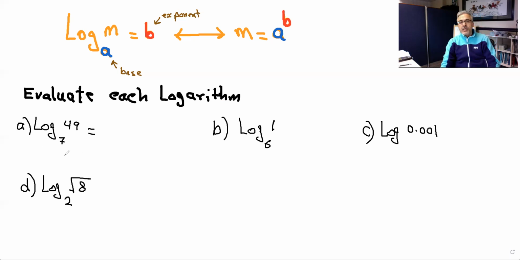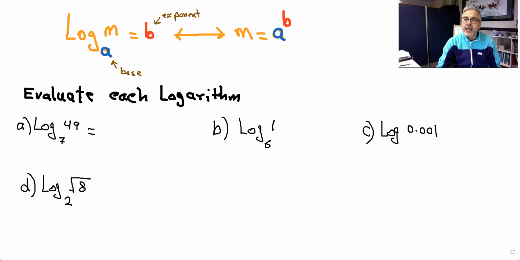So you have to ask yourself, what's this asking me exactly? I know this is the base. It's to the power of something equals 49. That's what it means. 7 to the power of something equals 49. So that's what you need to find out. 7 to the power of 2. So your answer is 2.